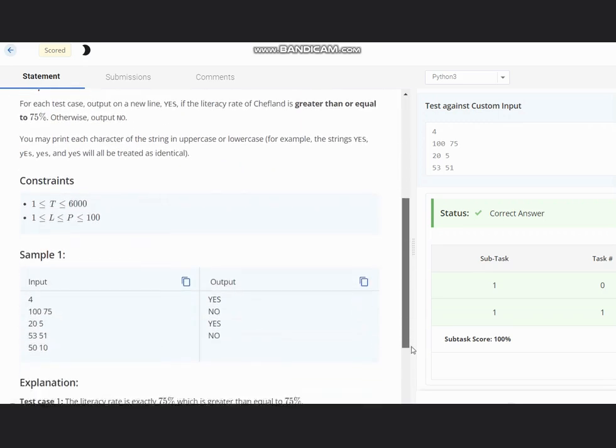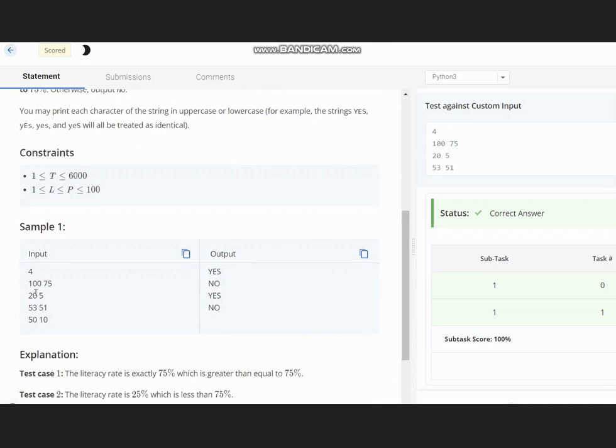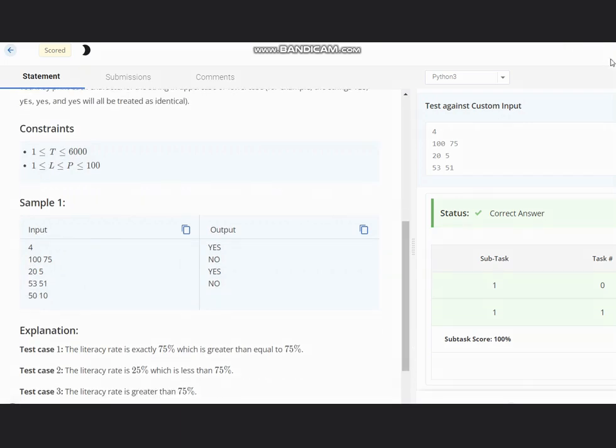So here are the test cases. First is 100 and 75. So you are given P and you know that the formula is L divided by P into 100. So just check from this formula.